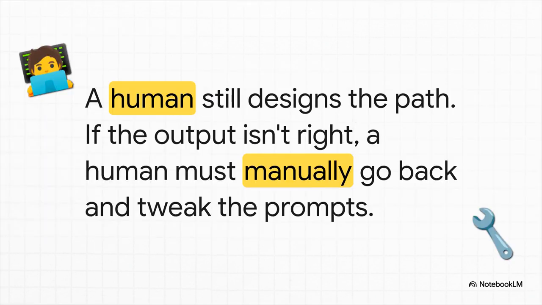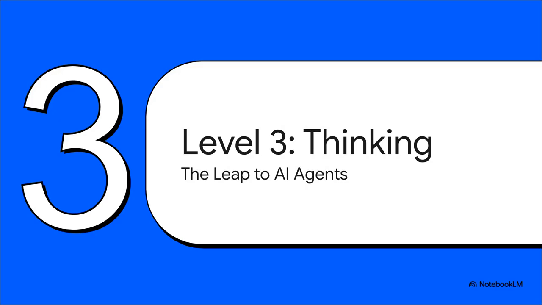But here's the crucial thing to remember. Even with all that automation, a human is still pulling all the strings. A person has to design that entire path from scratch. And if the posts don't sound quite right, well, a human has to go back in and start tweaking the prompts. All that tedious trial and error, that's still on us. All right, and that sets the stage perfectly for the final level, level 3, thinking for itself. This is where we make the leap to true AI agents, and honestly, this is where it gets incredibly exciting.